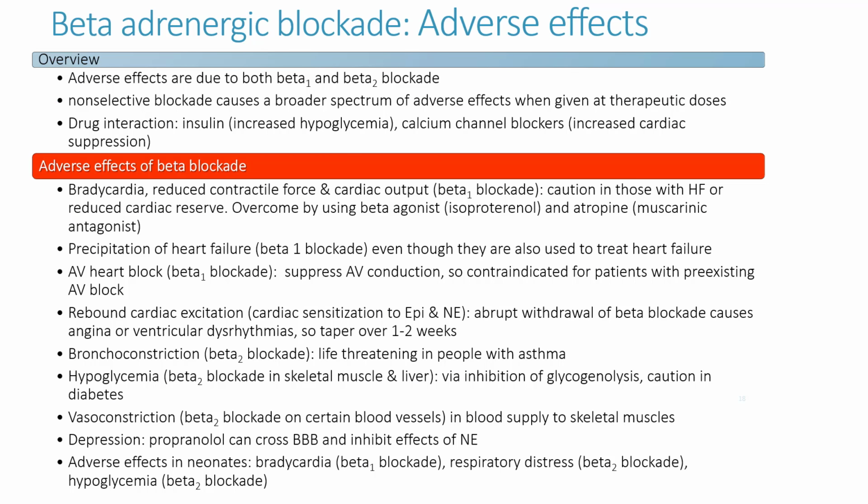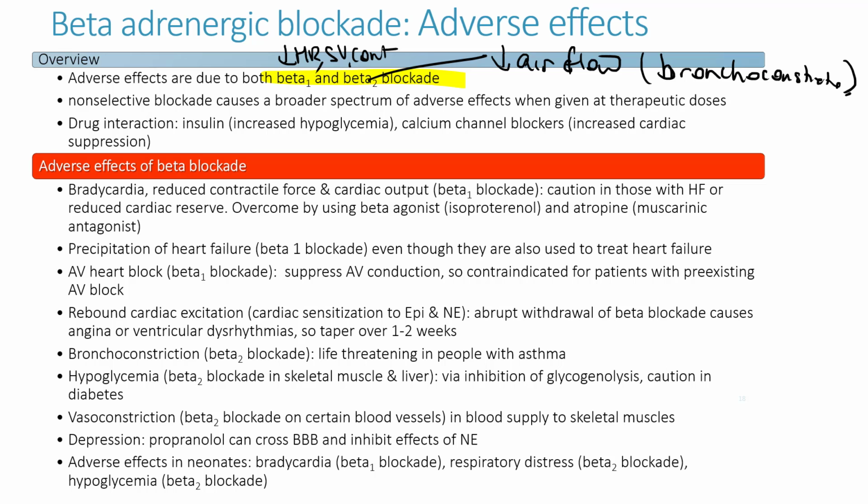The slide talks about the adverse effects. So adverse effects are due to both beta 1 and beta 2 blockade. Again, beta 1 would be reduced heart rate and reduced stroke volume and contractility, and then beta 2 receptors are in the lungs, so blocking them reduces airflow, right? And it causes bronchoconstriction. All right, so what are the adverse effects of beta blockade? This is the effects on the heart, right? Bradycardia, reduced contractile force, reduced cardiac output.